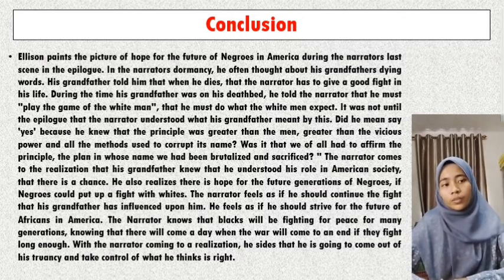With the narrator coming to a realization, he says he is going to come out of his hiding and take control of what he thinks is right.